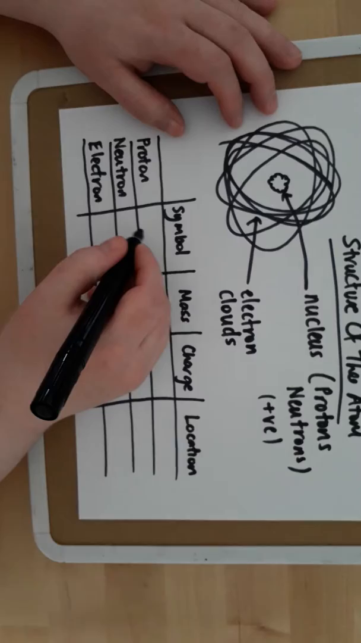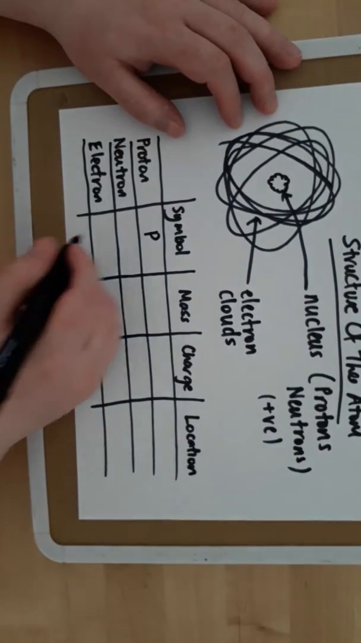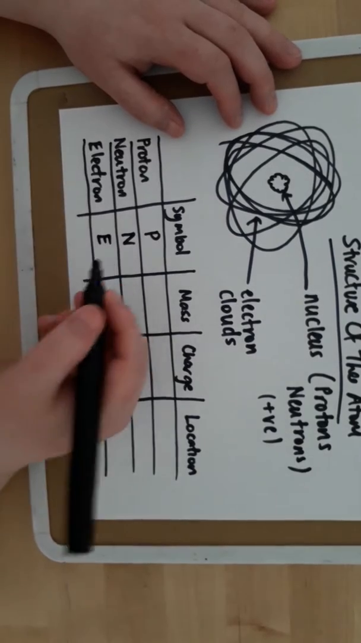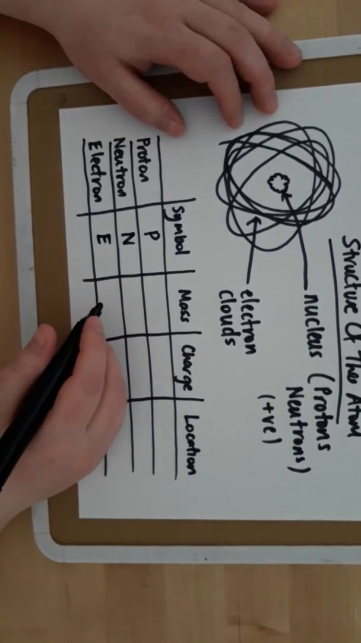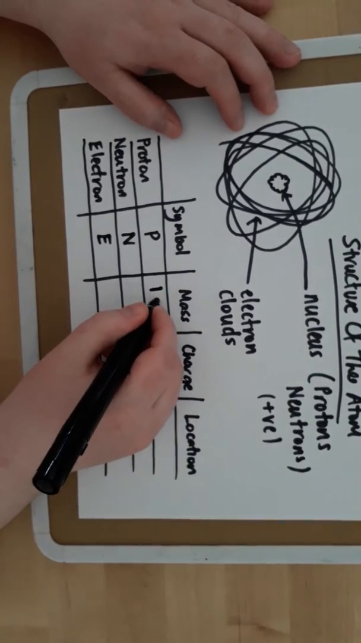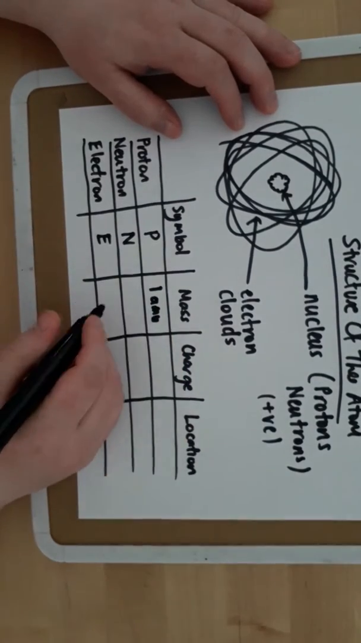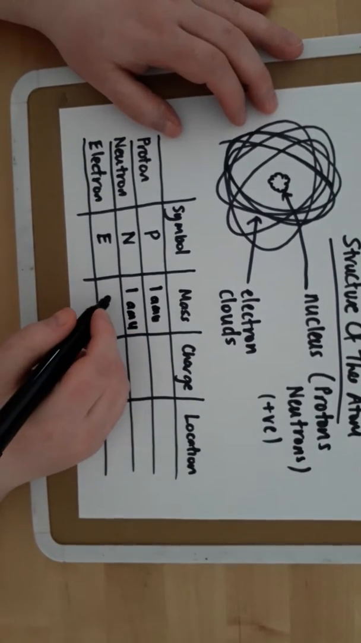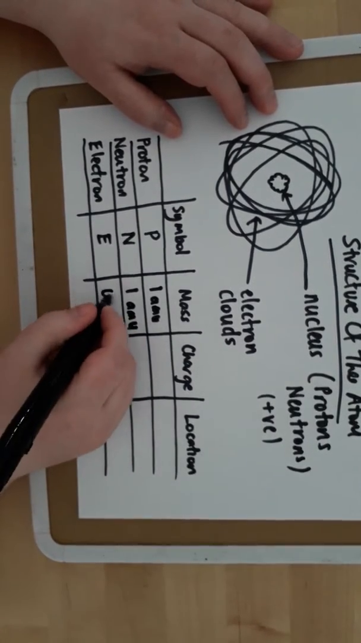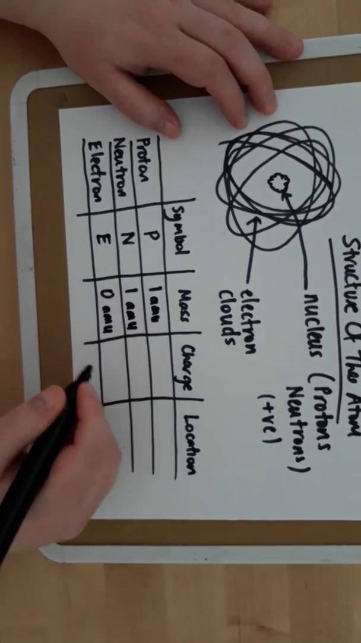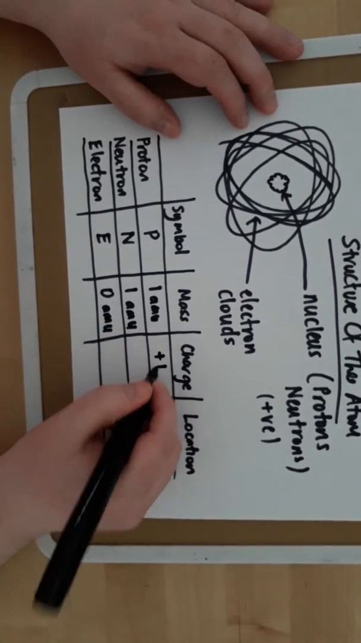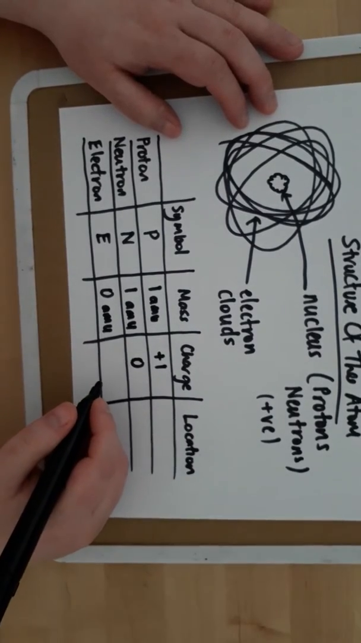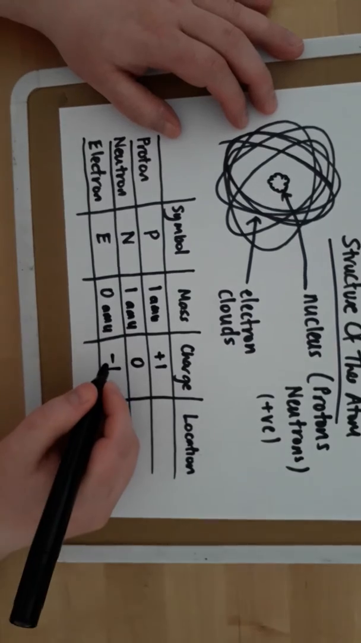So the symbol for a proton is P, the symbol for a neutron is N, and the symbol for an electron is E. The mass of a proton is 1 AMU, the mass of a neutron is 1 AMU, and the mass of an electron is almost 0, so we just put 0. The charge of a proton is +1. The charge of a neutron, it's not got any charge at all, it's neutral, and the charge of an electron is -1.